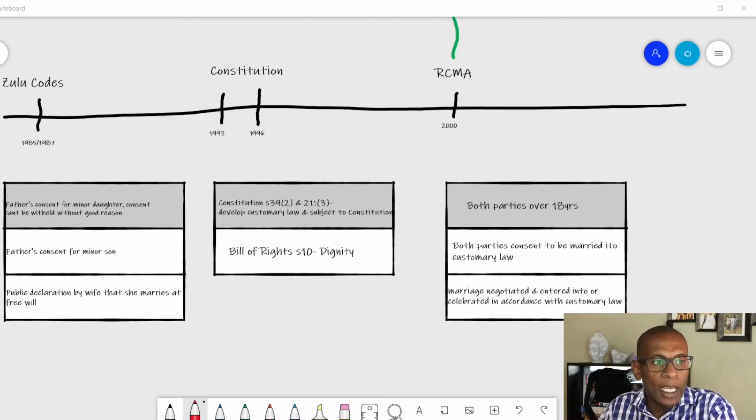So if you take another example, if somebody was married in year 2002, and they've chosen to get married in terms of customary law, straight away you will know that the RCMA will apply in those conditions and not the other laws. However, the Constitution, as we'll see later on, will always be around and will always be applicable. So now we know that we have the codes, we have the Constitution, we have the Recognition of Customary Marriages Act, in terms of guiding us in figuring out what is happening.